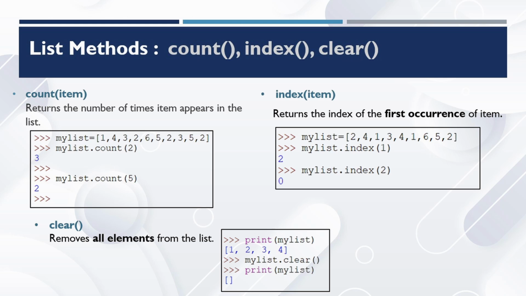Next, we have the index method. The index method returns the position of the first occurrence of a specified value. So, mylist.index(1) will give us the index where 1 appears for the first time. If the item is not found, Python will return a value error.